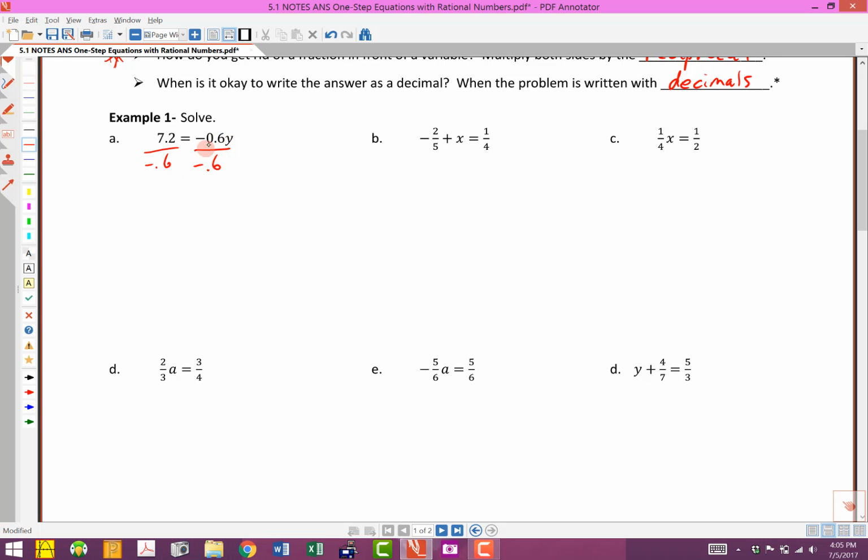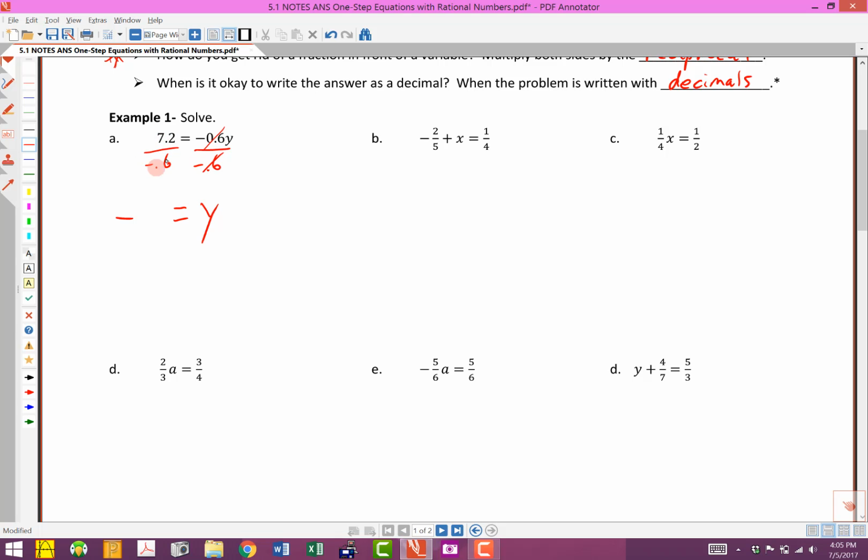So negative 0.6 over here. Those are going to cancel to be 1. Negative divided by negative is positive. 0.6 divided by 0.6 would be 1. So we're left with a y on that side. So we're in great shape here. Positive divided by a negative is a negative. And then we've got 7.2 divided by 6.